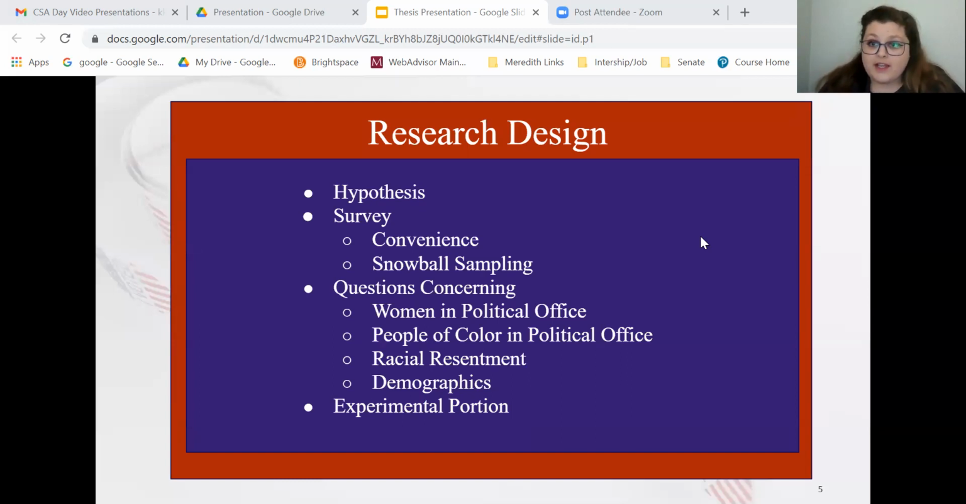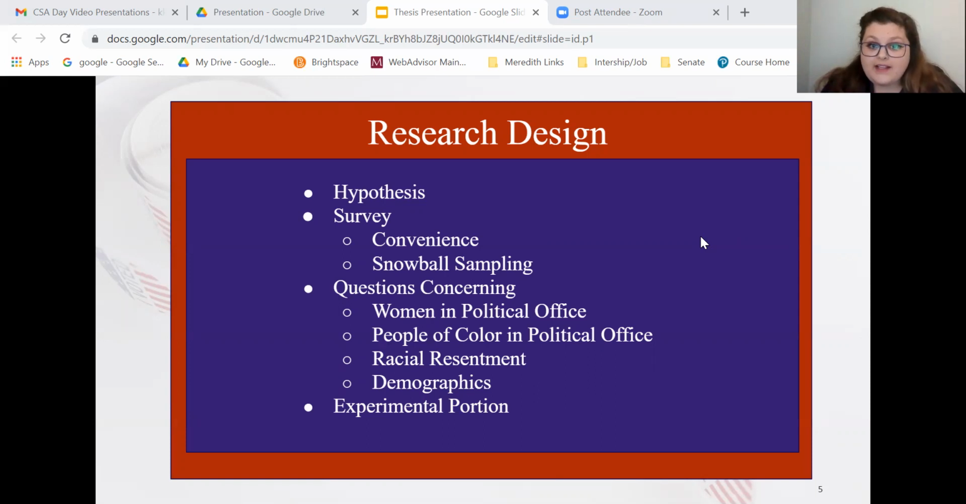Now, the first part of my study was a survey, which consisted of questions regarding women in political office, people of color in political office, questions measuring racial resentment, and demographic information. The second part of my study was an experiment where I used images of actual political candidates and photoshopped them to have a lighter skin tone, a darker skin tone, and be unaltered. And each fourth of the respondents was given a different candidate.